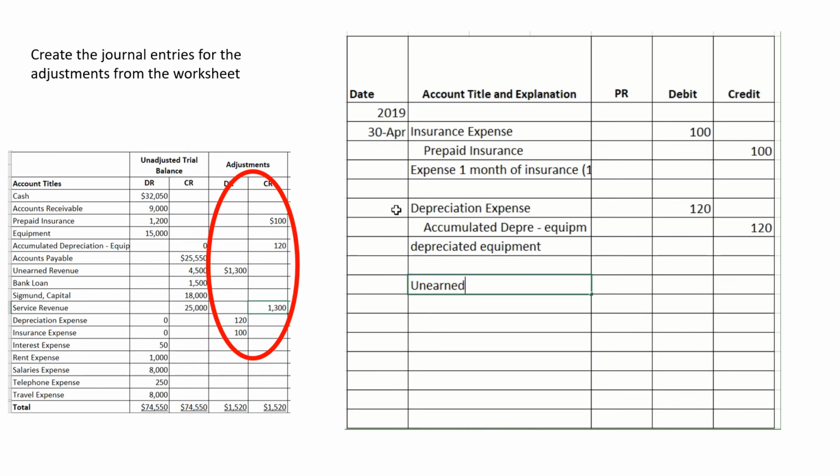And lastly, we have the unearned revenue. We were debiting unearned revenue for 1,300 and crediting service revenue for 1,300, and this is to recognize unearned revenue now earned. So in this situation, we've got these 3 journal entries, and that completes this problem.